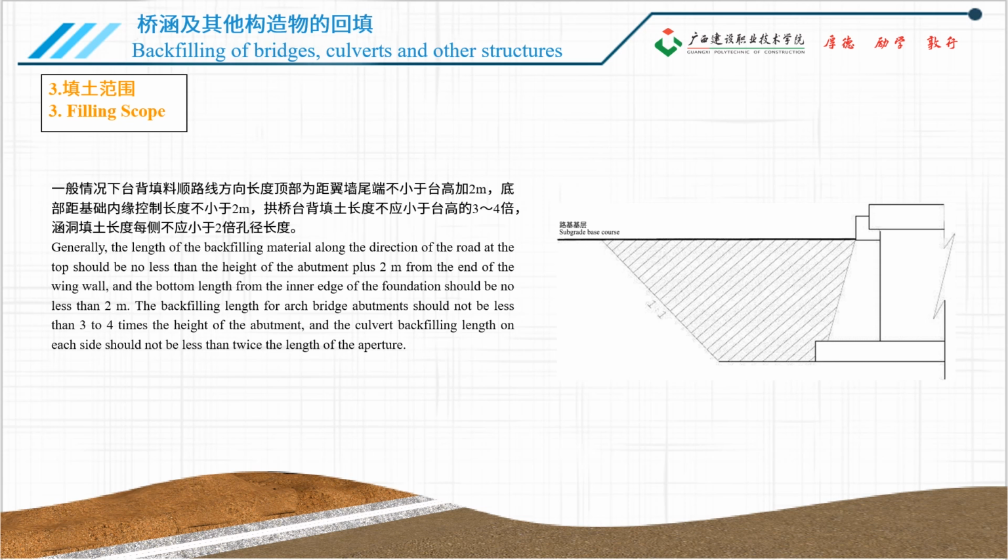The backfilling range requirement is, generally, the length of the backfilling behind the abutment is in the direction of the road line, and the top is not less than the height of the abutment plus 2 meters from the end of the wing wall. The bottom is controlled to a length not less than 2 meters from the inner edge of the foundation. The length of the backfilling behind the arch bridge abutment should not be less than 3 to 4 times the height of the abutment, and the length of the backfilling on each side of the culvert should not be less than twice the length of the aperture.